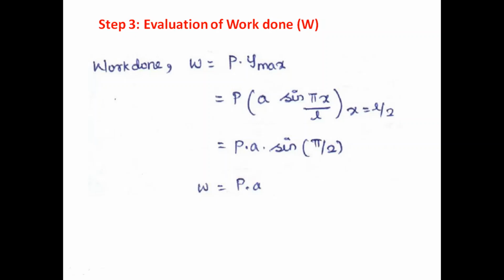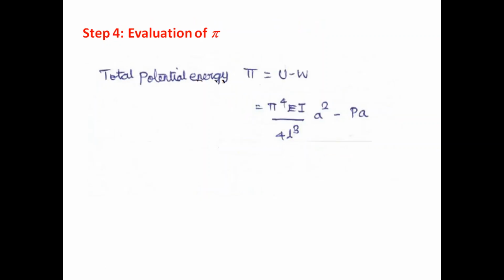Now after getting this U and W, we have to go for the total potential energy pi. So pi is equal to U minus W. Substitute the expression for U: pi power 4 EI by 4L cube A square minus PA. Here, as I already told you, we are using the negative sign because it is a structural problem. Load is acting on the system, so we are using the negative sign.